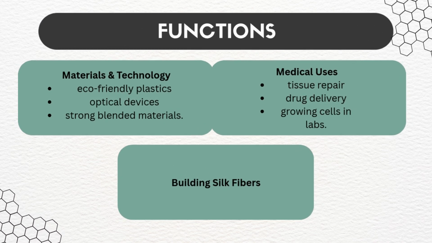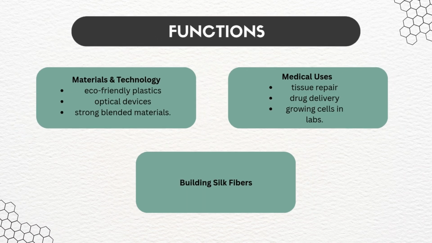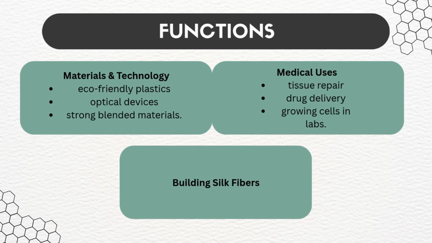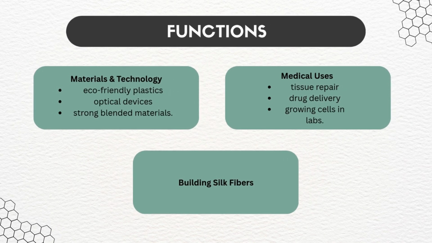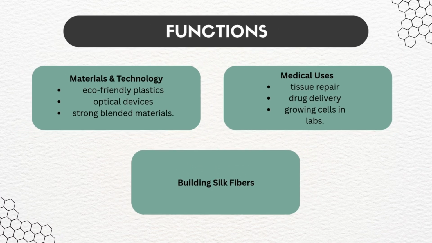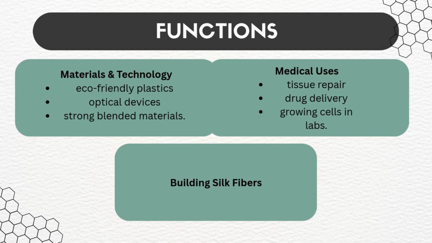Next, because it is safe for the body and breaks down naturally, it is used in tissue repair, drug delivery, and growing cells in the labs. Thanks to its strength and lightness, silk fibroin is also used to make eco-friendly plastics, optical devices, and strong blended materials.